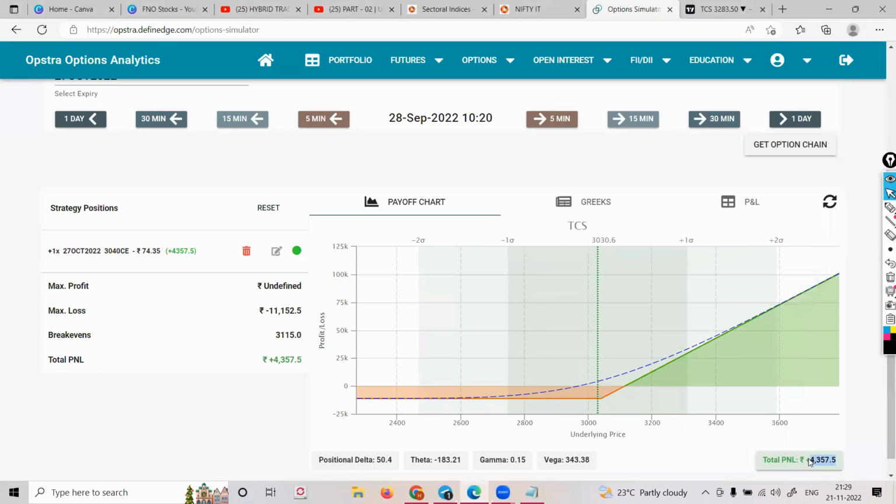People might ask, see, I already got 20% profit, why should I convert it to a debit spread? Can someone please answer me? What is the advantage of converting it to a debit spread? You already got 4,500. Why should you go for a debit spread? Can someone please tell me a crisp answer?